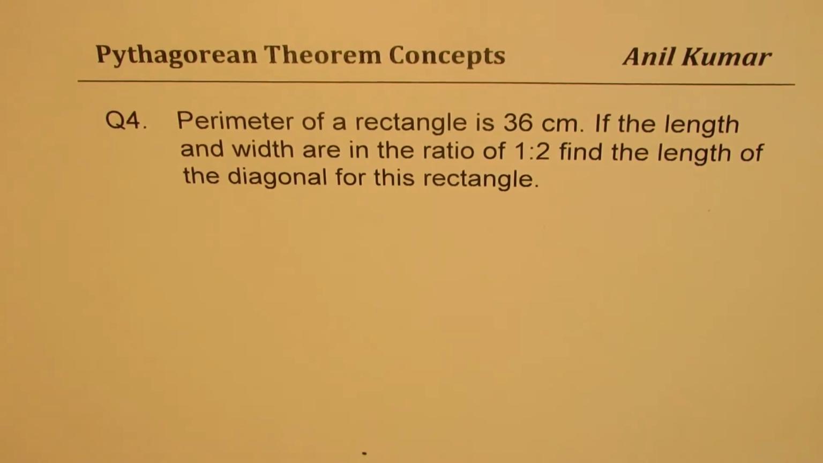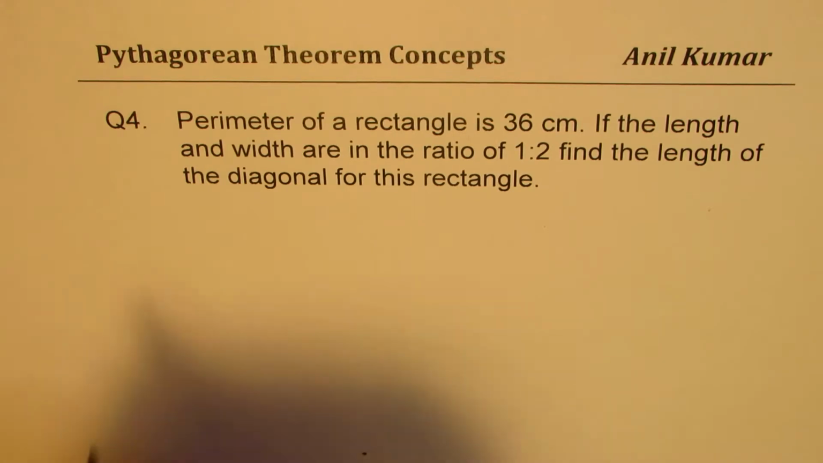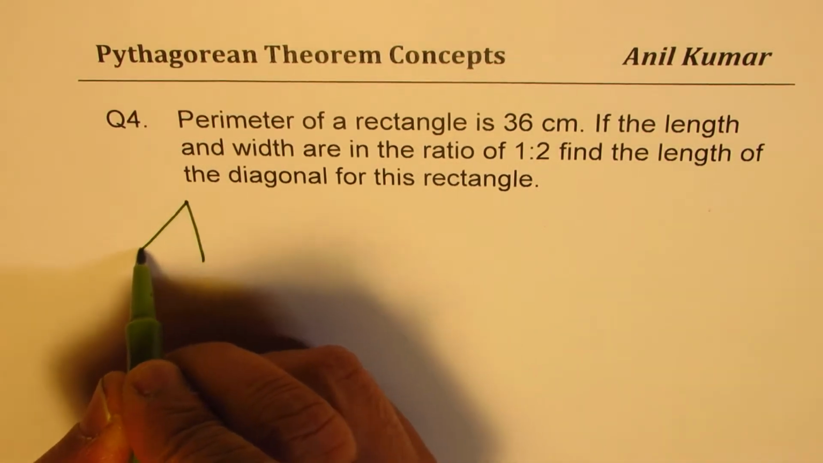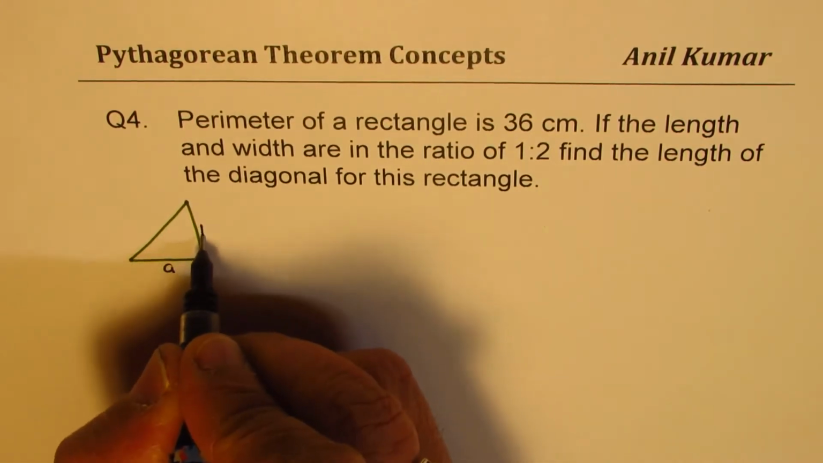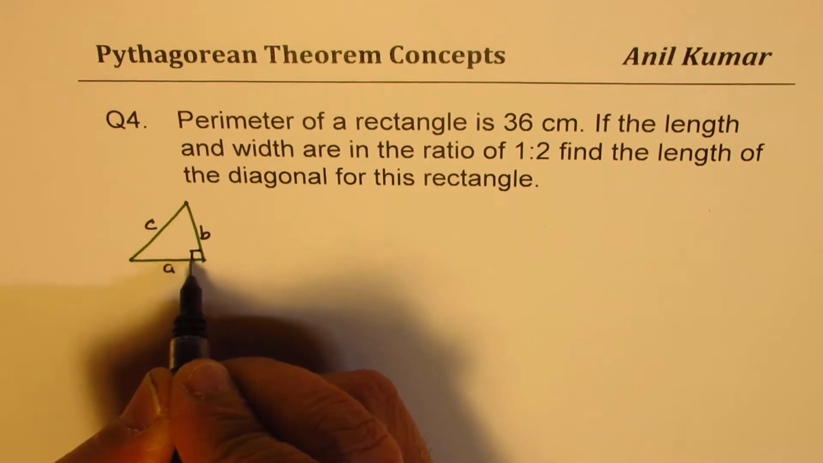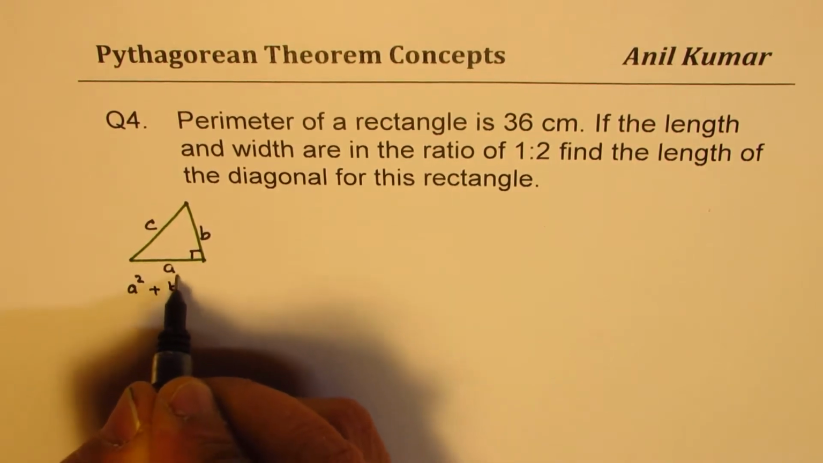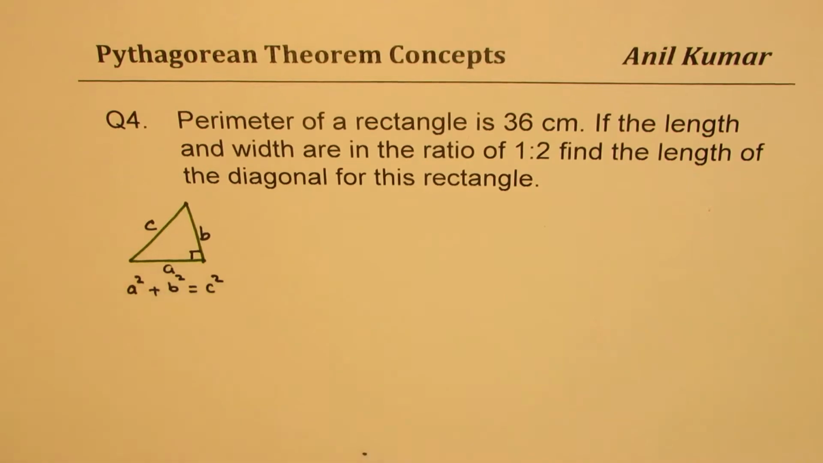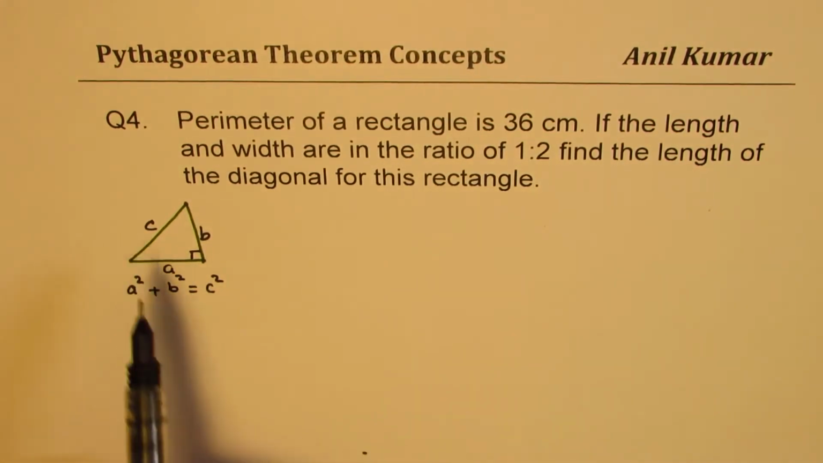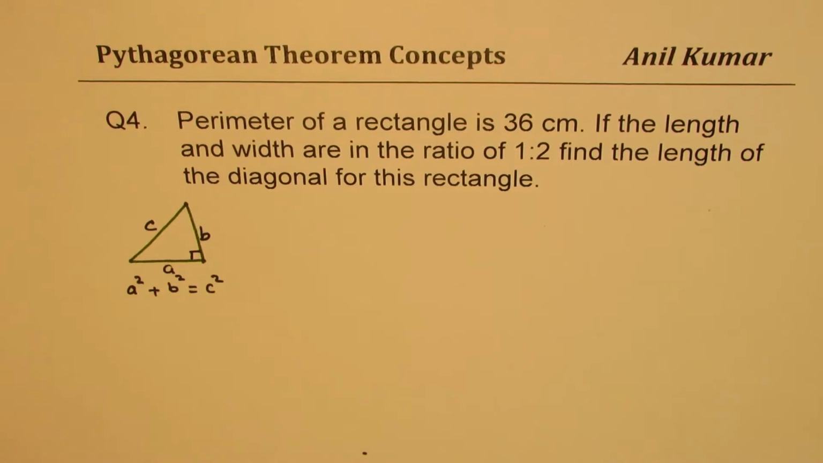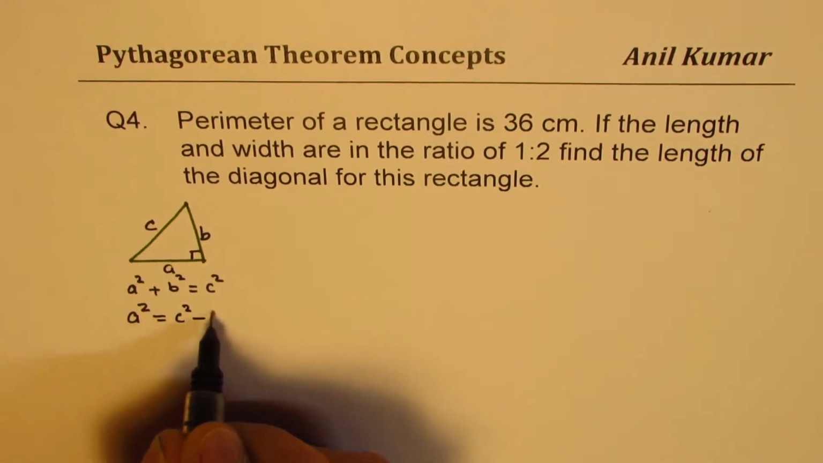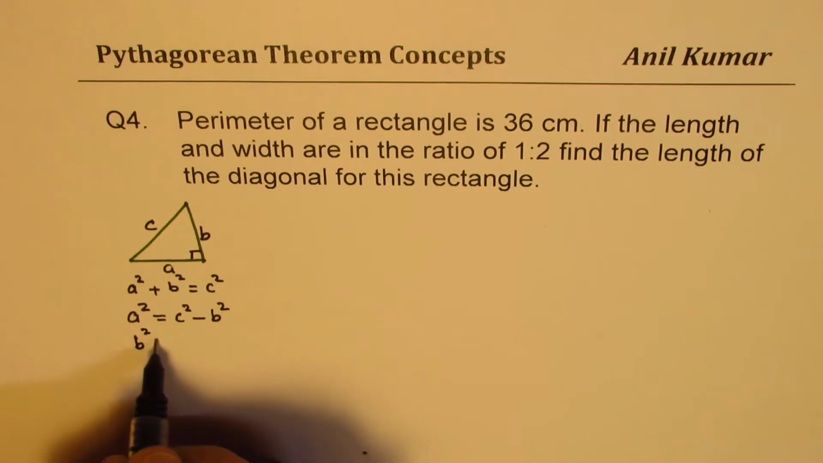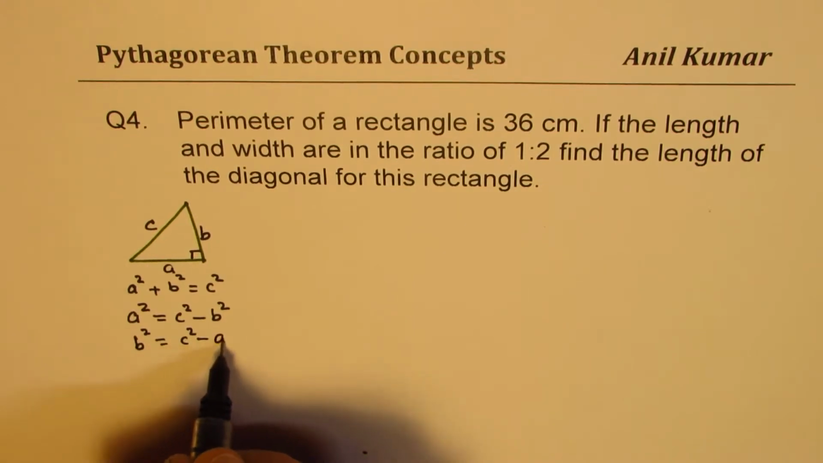In part 1, we learned the basics about Pythagorean Theorem, that in any right triangle, we could solve that right triangle using the relation between them as a square plus b square equals to c square. Right? So in any right triangle, the hypotenuse square is equal to the sum of squares of the other two sides. And this formula can be written in different ways. We could also write this as a square is equal to c square minus b square, or b square equals to c square minus a square.